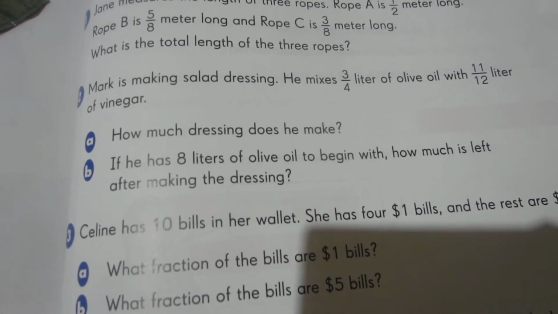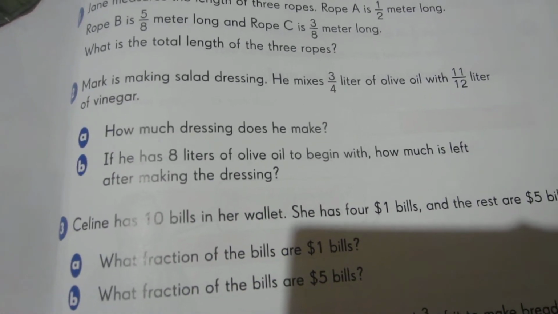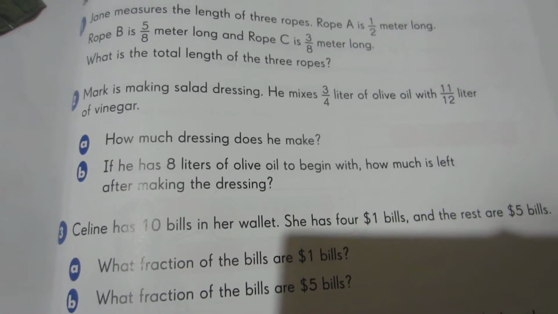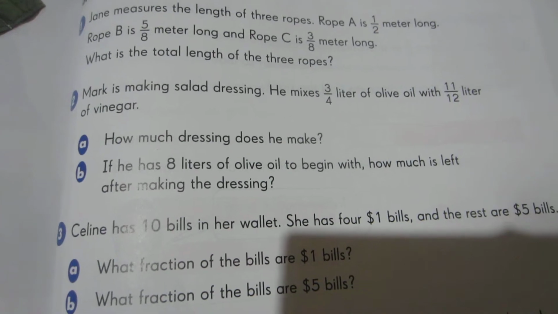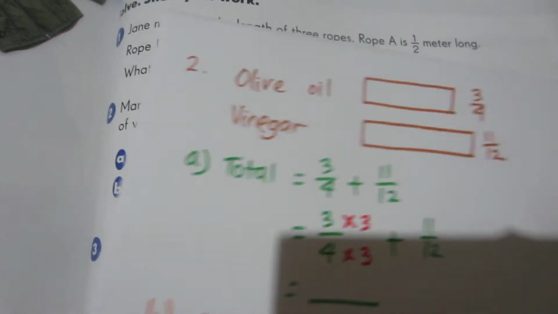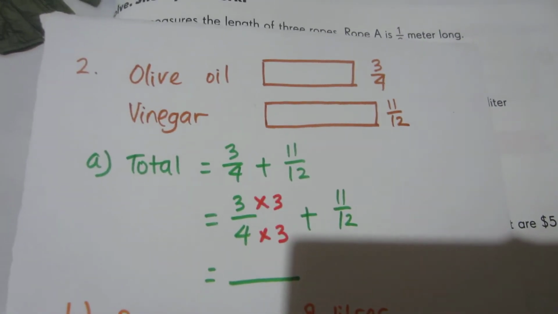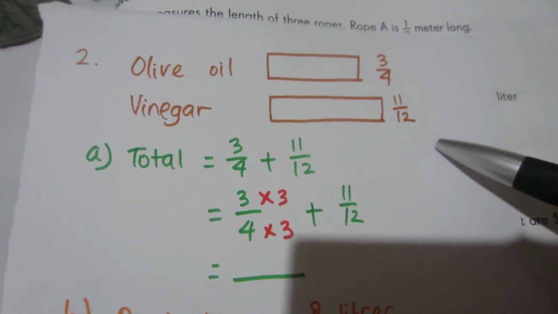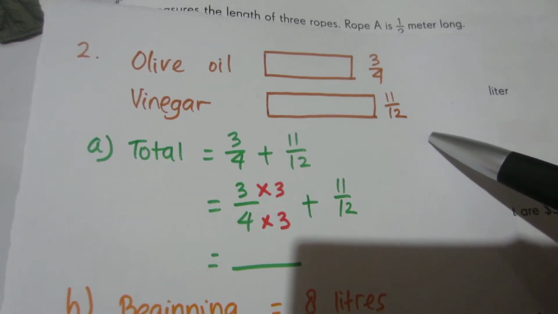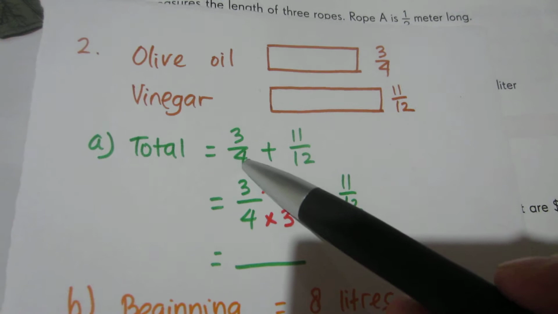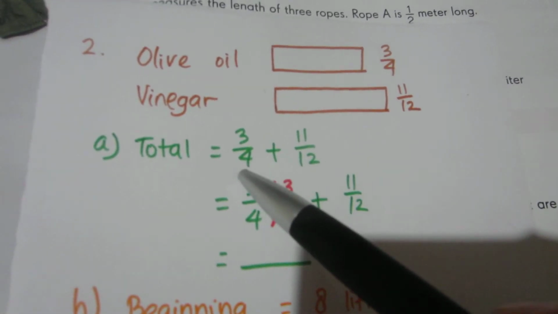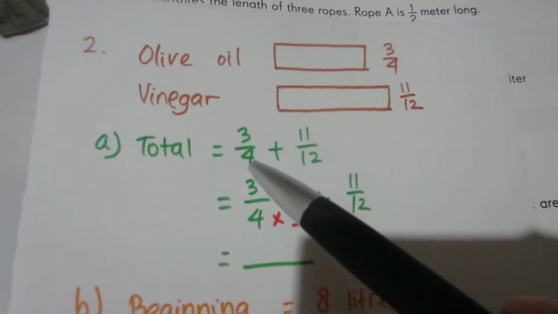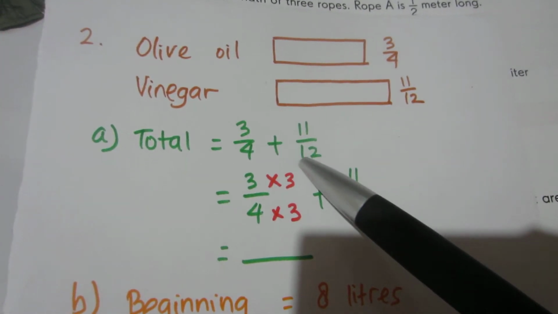Mark is making salad dressing. He mixes 3/4 liter of olive oil with 11/12 liters of vinegar. How much dressing does he make? So the olive oil is 3/4 and then the vinegar is 11/12. What is the total? You can add these two up, but we need to make the denominator the same by making this into the denominator of 12.